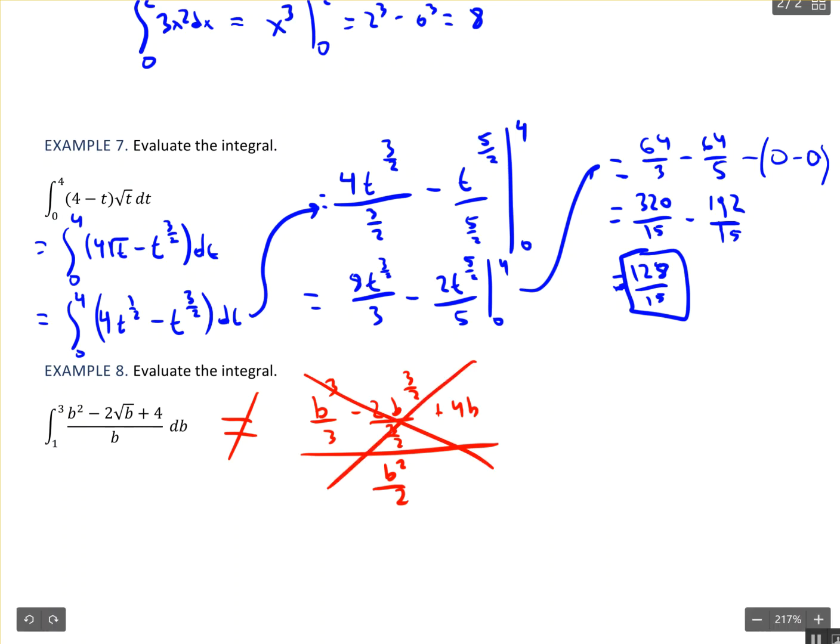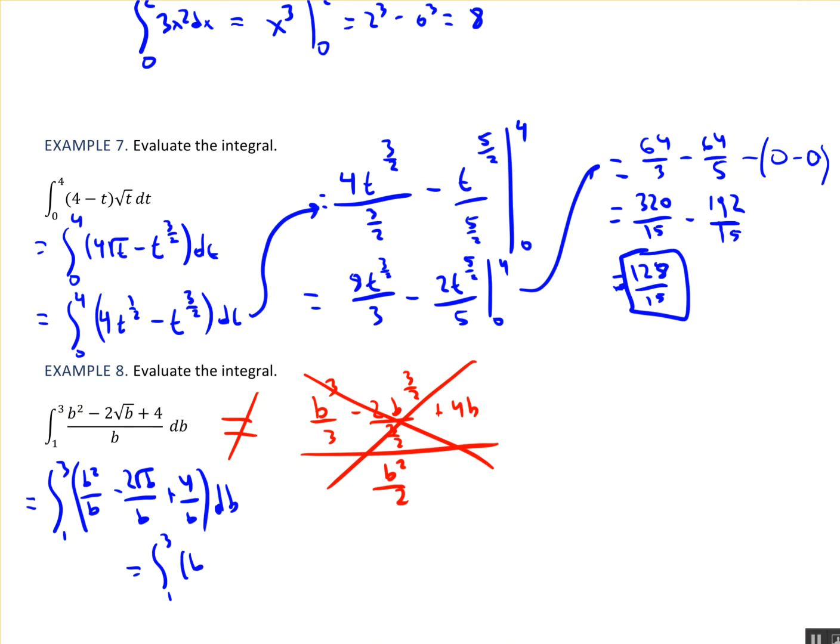Instead, what we're going to do here is split it up this way. b squared over b minus 2 root b over b plus 4 over b db. If we simplify that a little bit, b squared over b is just b. Remember, we subtract when we're dividing, so this is b to the 1/2 minus 1. I get minus 2b to the negative 1/2. And then I'm just going to leave that as 4 over b, because that's kind of a special case.